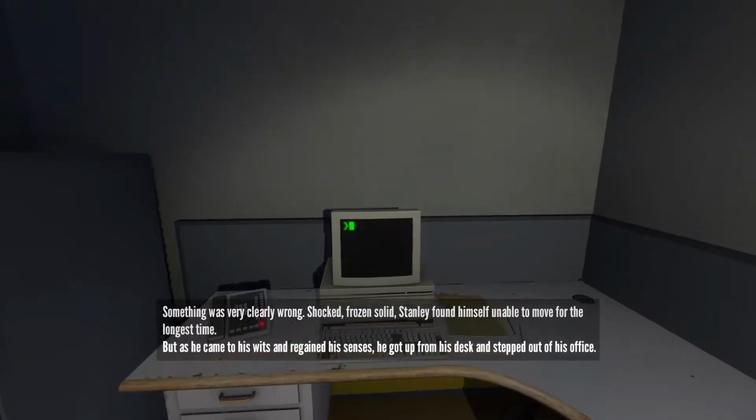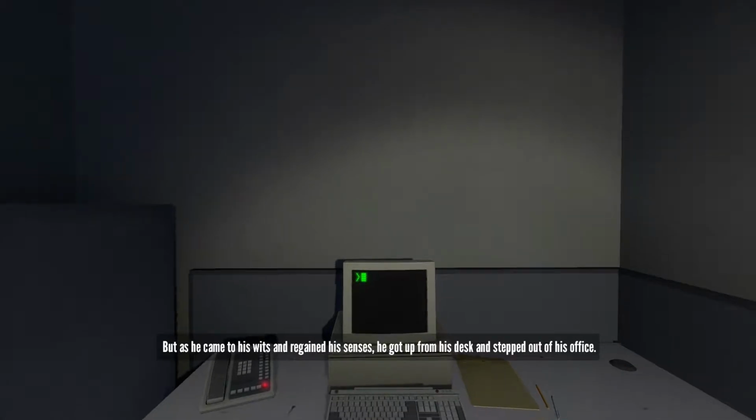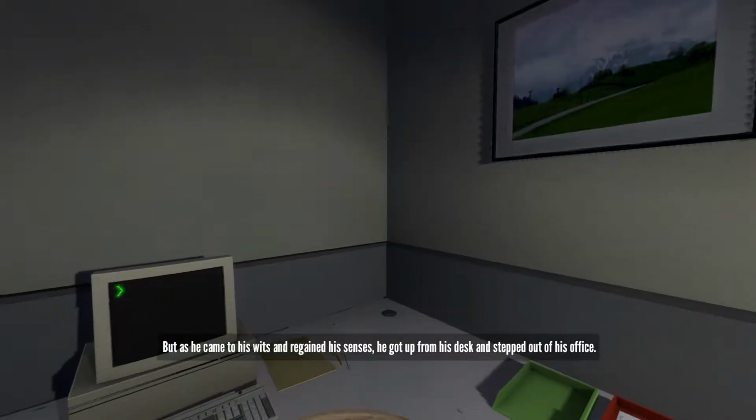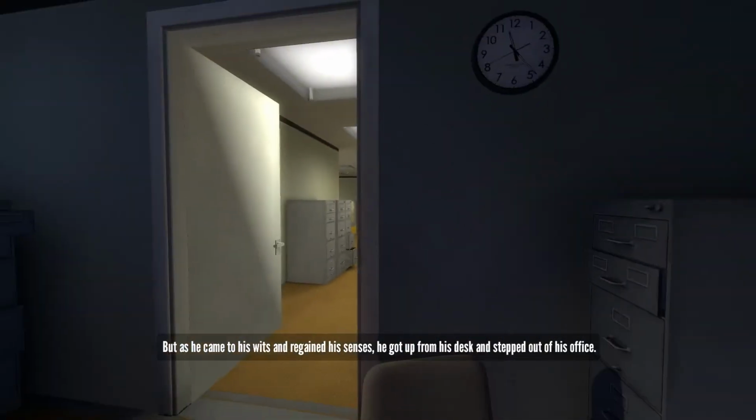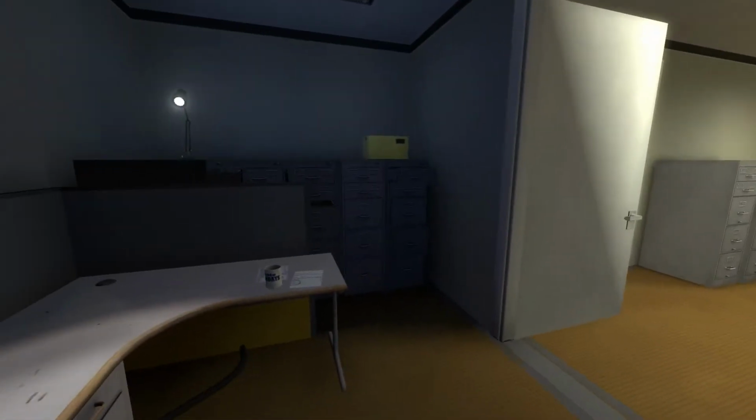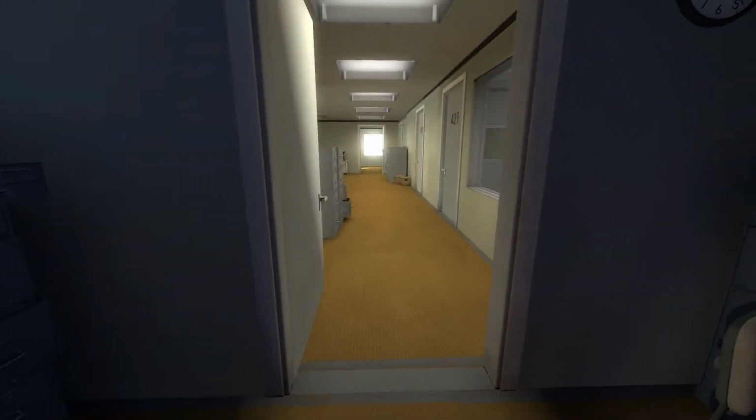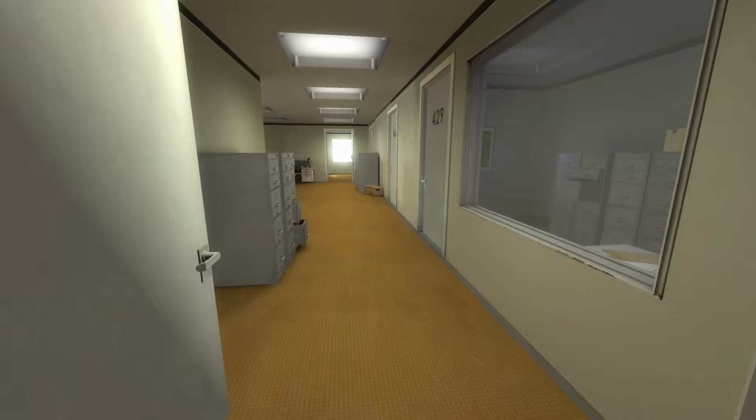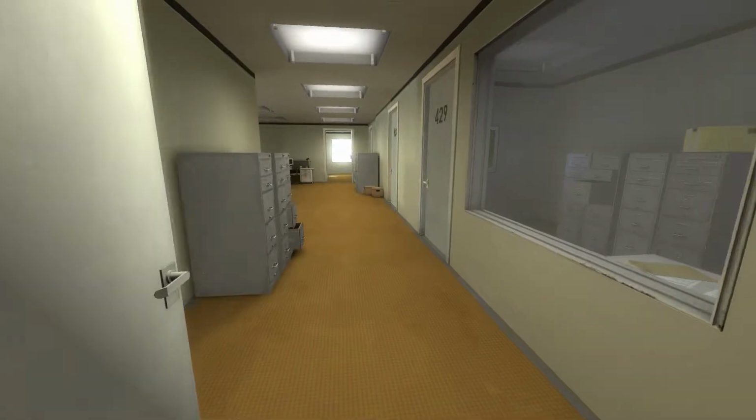But as he came to his wits and regained his senses, he got up from his desk and stepped out of his office.